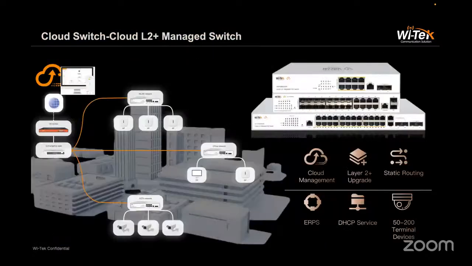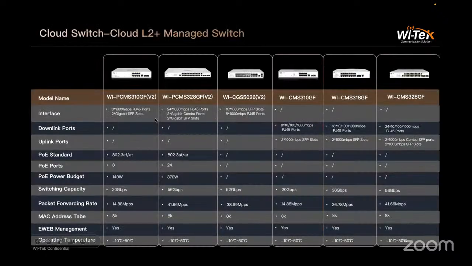Then we move to layer 2 plus. Layer 2 plus is a good solution for some projects. If you just need to deploy a 50 to 200 piece camera project, you can use layer 2 plus. Compared with normal layer 2, we support the DHCP server and the static routing function, so it can replace some layer 3 functions. For layer 2 plus, we have 8 PoE, 24 PoE, and 9 PoE models.